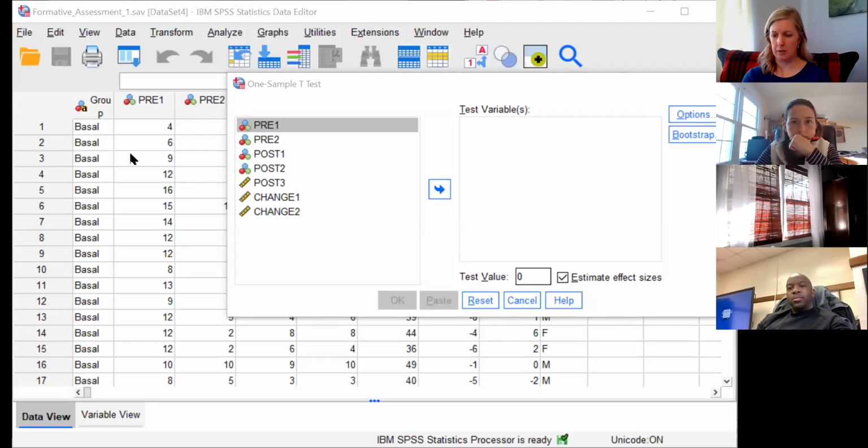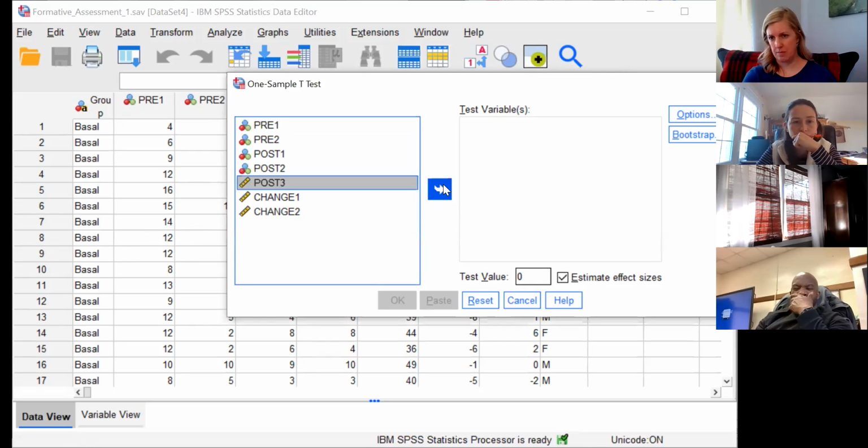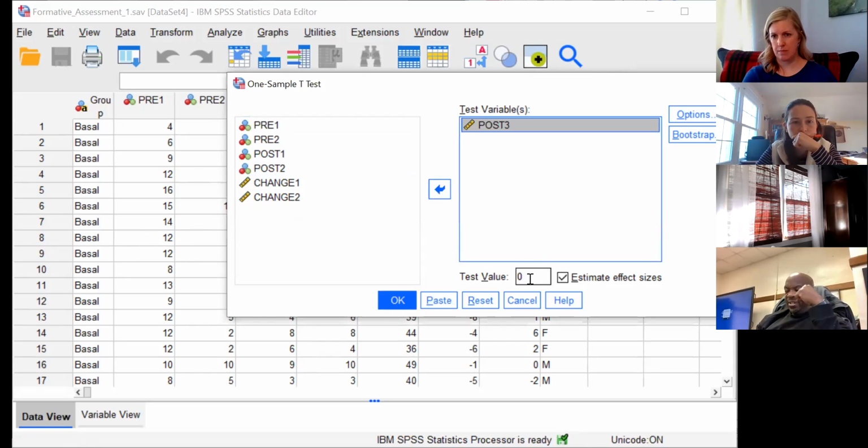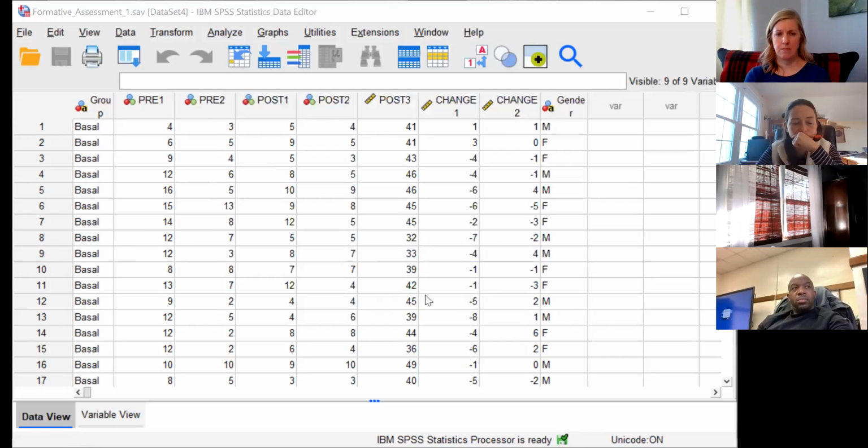Okay, so I'm wanting to know, is the post 3 measure different from a national average of 49.5? So I throw my post 3 in there as the test variable. The test value is 49.5, which I enter manually. And so the one sample, which I need to change the share.